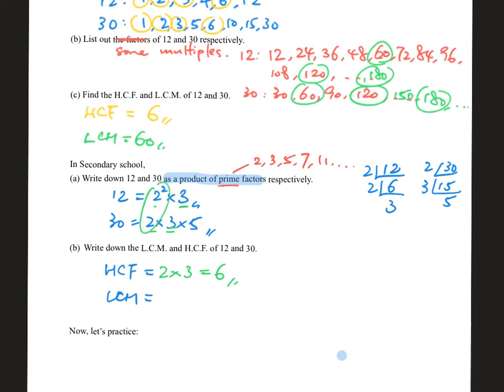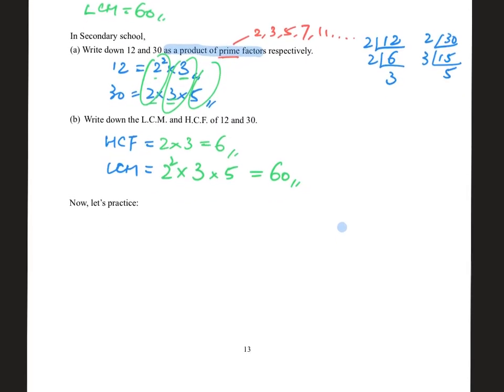For 2 and 2 squared, we take the larger power, which is 2 squared. For 3 and 3, we just pick one 3. 5 is only owned by 30, which is fine. We also choose it, and take it as the LCM. After checking with a calculator, you also get 60 as a result. So please note the way to read the HCF and LCM between two numbers in this quick example.